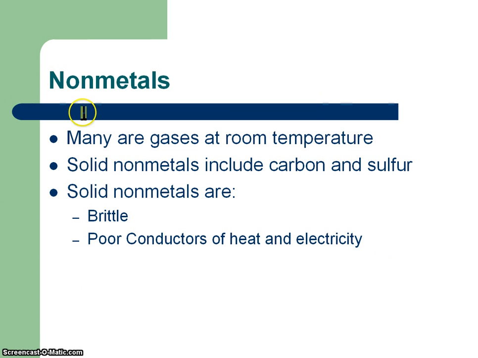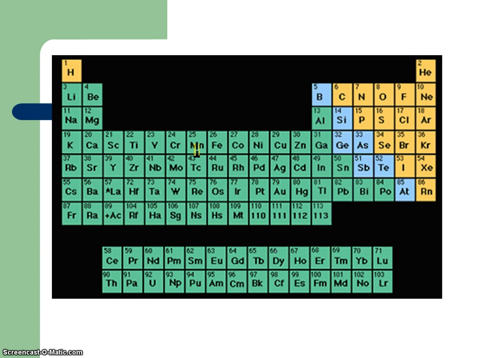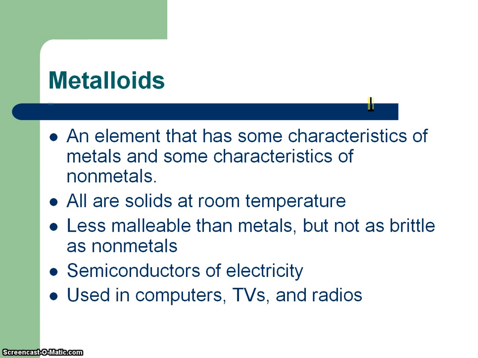Hydrogen. Non-metals are gases mostly at room temperature. However, solid non-metals include carbon and sulfur. Solid non-metals are brittle and poor conductors of heat and electricity. They include hydrogen, helium on down, carbon, and all those in orange.